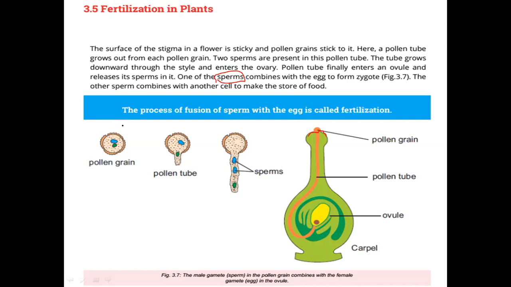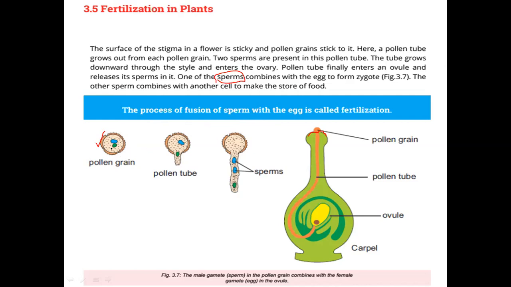Okay, so let's see the structure of the pollen grain. This is one pollen grain. Look, it has a rough surface, with sharp edges, because when it comes onto the stigma, it sticks over there. That's why, for the convenience of sticking onto the stigma, these edges are present.